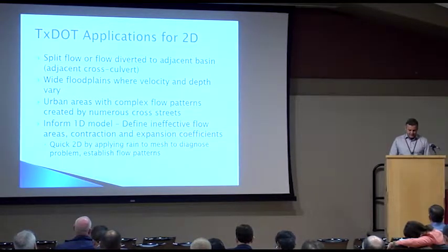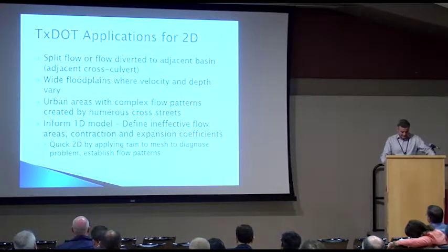Another example where this can be applied is in wide floodplains. Again, we have variations where flow is changing direction, velocity is changing. And then in urban areas, we have multiple flow paths. 2D can capture that very well. Or if you just want to inform your 1D model, you want to know where your effective flow areas are, do it in a 2D, and then put that back into a 1D.